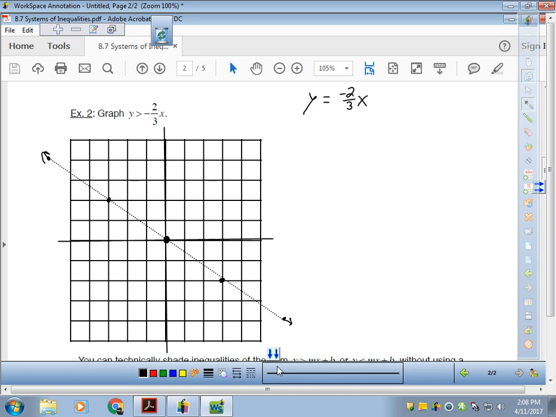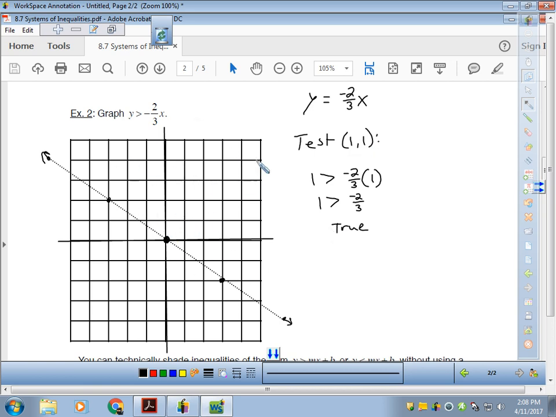Then I need to pick a test point to figure out where I shade. I can't use 0, 0 this time because 0, 0 is on the line. So instead I'm just going to use this point up here at 1, 1. So let's test 1, 1. If I plug it in, 1 is greater than negative 2/3 times 1. So 1 is greater than negative 2/3. Is that a true statement? Is 1 greater than negative 2/3? Yep, that is true. So since that's true, that means I want to include that point at 1, 1. So I want to include this point.